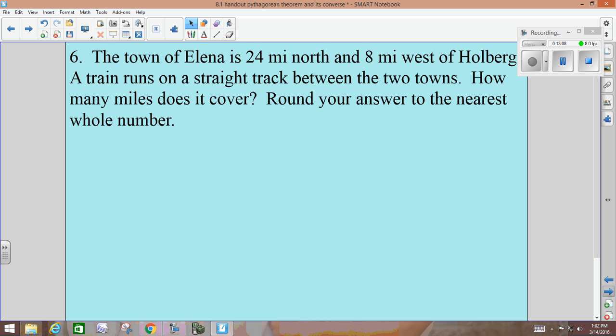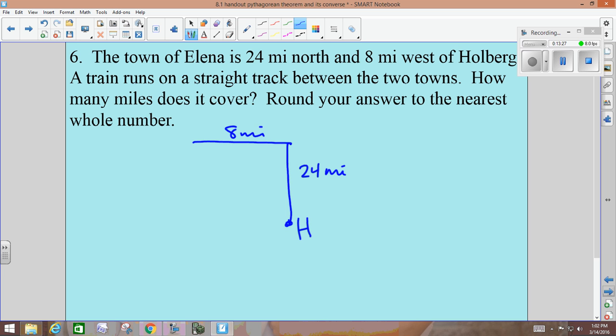Elena is 24 miles north and 8 miles west of Holberg. So they're giving us the directions based off of Holberg. So I'm going to start with Holberg and move from there. If Elena is 24 miles north of Holberg, which direction should I draw a line? Up. And then it's 8 miles west of this point, left or right? Left. Here's Elena. There's a train track that runs straight between those. They want to know about how many miles that would be. So you have to be careful with your right triangles too on where your legs are going to go, especially if they give you your cardinal directions.